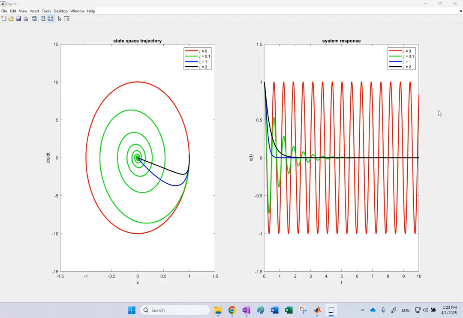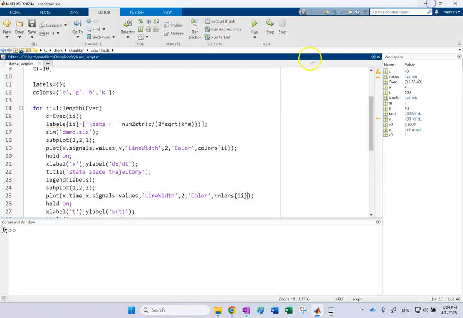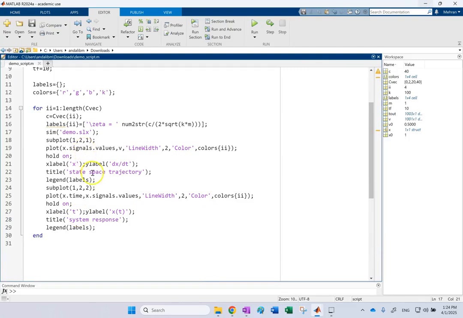Okay, here I have modified the code. There we go. You can see that for zeta of 0, it's a closed curve. For zeta of 0.1, it's a spiral. For zeta of 1 and 2, they are the critically damped and overdamped responses. And you can see the appropriate response here on the right side. So on the right side, x versus t, x dot versus x, and this is the code that I have modified. I just created the labels, I used the Greek letter zeta, I used different colors, and everything else is the same.